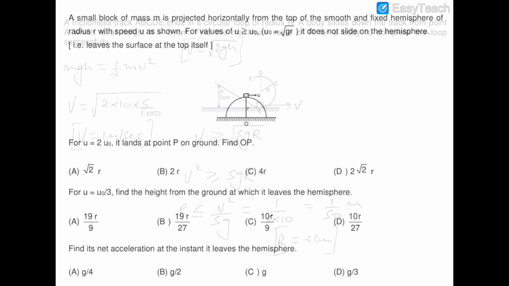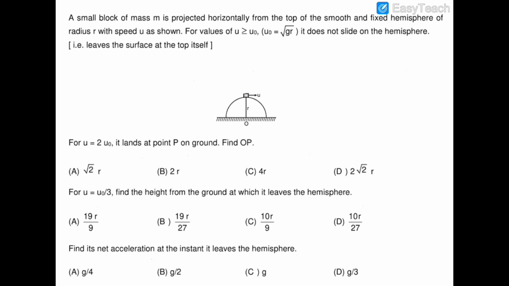Thank you. In this question, there is a block which is kept at the top of the hemisphere, and the hemisphere is fixed and it is frictionless, and this block is being projected with some velocity from the top. In question number 1 it is given that if this block is projected with a velocity which is twice of u0, where u0 is under root gr, then it will land on the ground at some point P. So we need to find out the distance of that point from O, which is the distance OP.